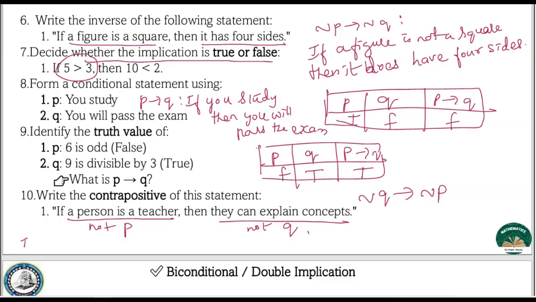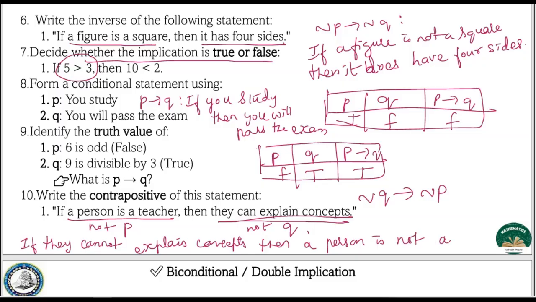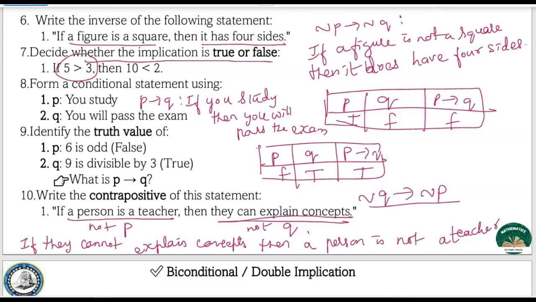So the answer is: if they cannot explain concepts, then a person is not a teacher. Negation of "if they can explain concepts" means if they cannot explain concepts. So this is how you write. That is contrapositive, negation Q implies negation P.